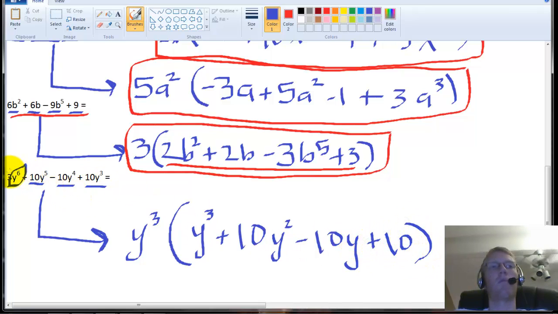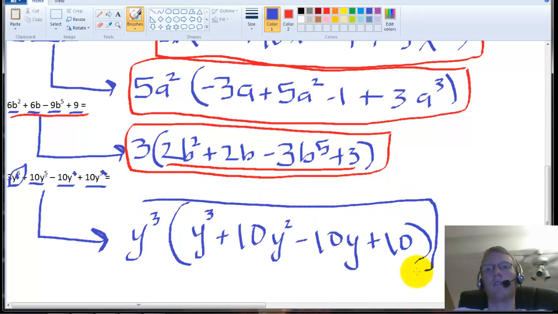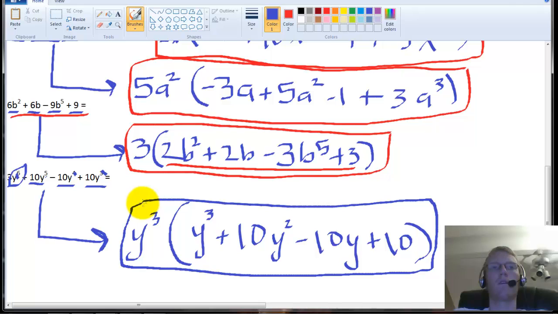So notice that these powers decrease. 6, 5, 4, 3. These powers decrease. 3, 2, 1, nothing. Fantastic. Okay, so factoring common factors: see what they have in common, divide it out, write what's left.